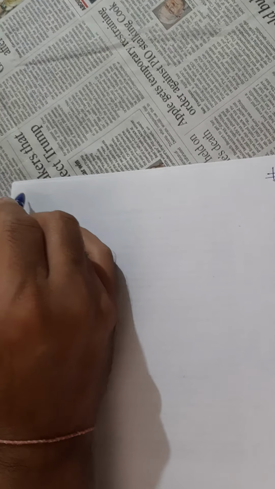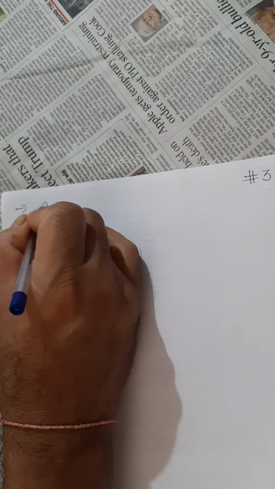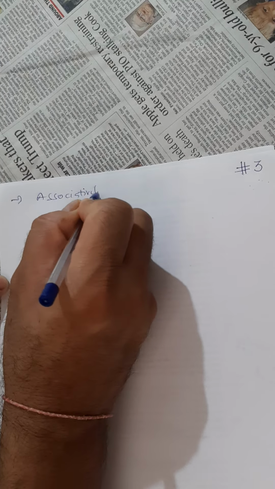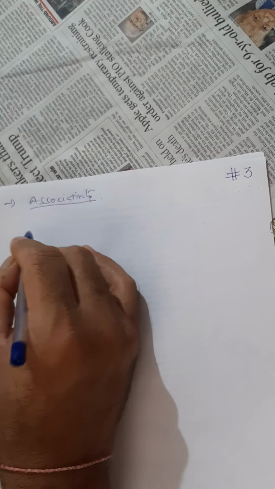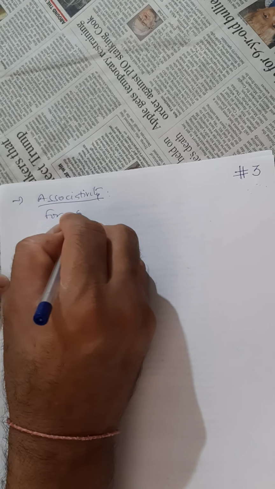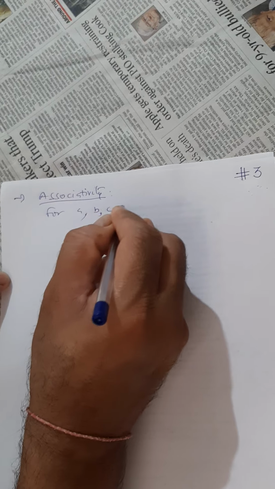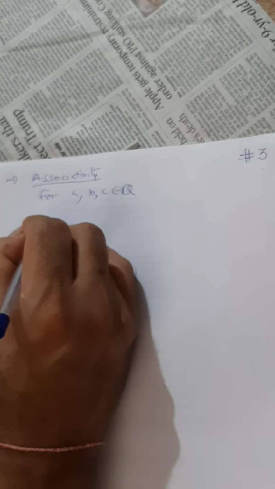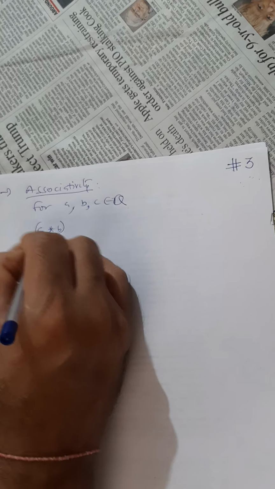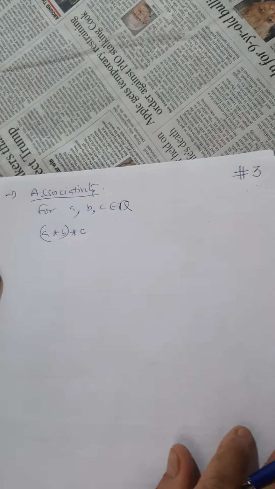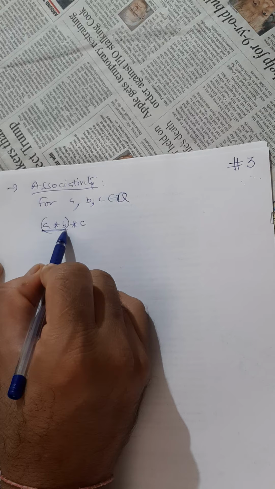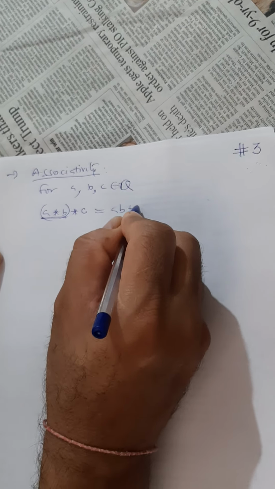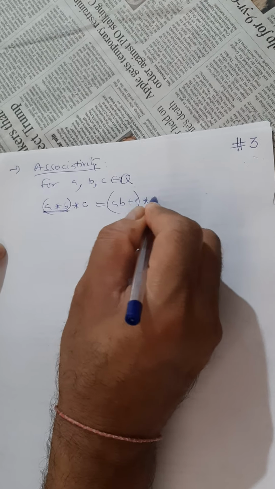The next one is the associativity property. So the third property for the same question, associativity. You need three members, so for A, B, C belonging to Q, rational numbers, we'll find (A asterisk B) asterisk C. Now what is A asterisk B? You are given that it is AB plus 1, asterisk C.